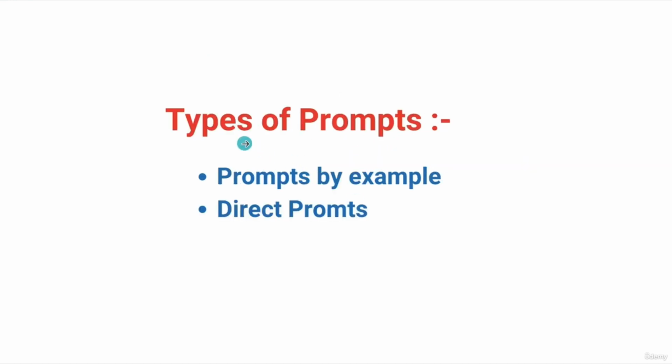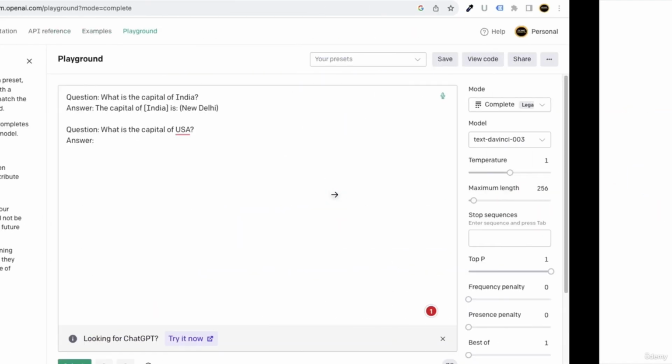Okay, so now we have two types of prompts. You have understood what a prompt is. Now let's talk about the types of prompts. We basically have two types: prompts by example and direct prompts. Let me make you understand with an example. Let's see the first example, with prompts by example.